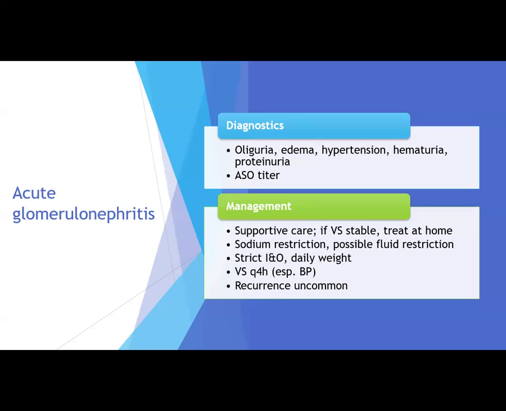Okay. Again, with the strict I&O and daily weights, we'll do those vital signs every 4 hours because the changes, especially in that blood pressure, can happen very quickly. Unlike that nephrotic syndrome, this is typically a one and done. We don't see frequent recurrences in our patients with this one.